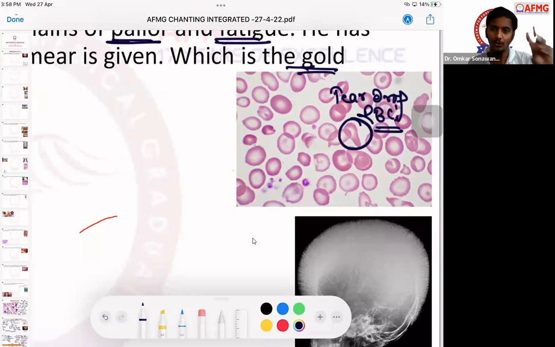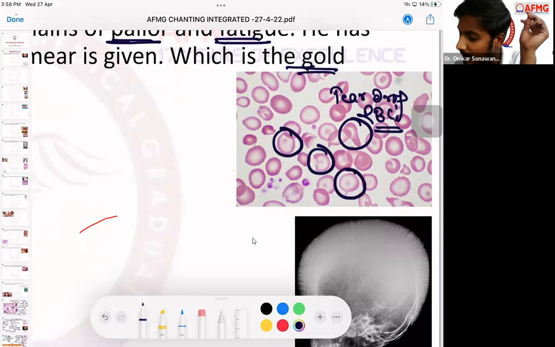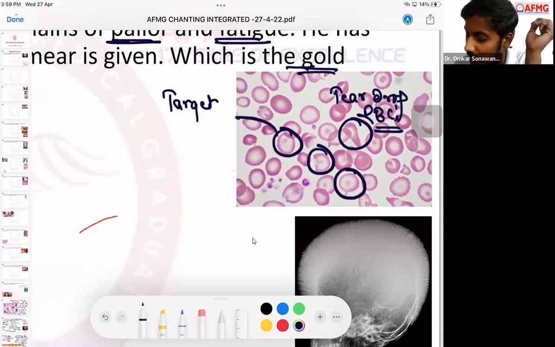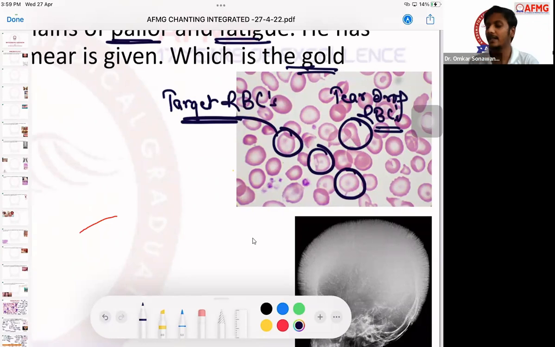Remember teardrop RBCs in two places. Teardrop RBCs are seen in two conditions: thalassemia and myelofibrosis, right? And the classical finding of thalassemia, what is over here? You can see these kinds of cells. These are known as target RBCs or target cells. So target RBCs or target cells are the classical feature on a peripheral blood smear of thalassemia.